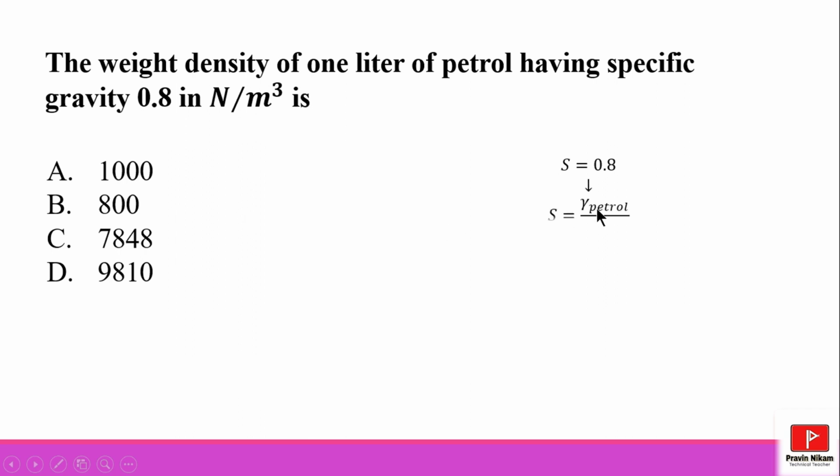So we know S is equal to gamma petrol divided by gamma water. This is also the formula for specific gravity. So weight density of petrol divided by weight density of water, and we know the value of S is 0.8, and we also know gamma water, which is standard value 9810. So gamma petrol is equal to 0.8 into 9810. Put these values in the calculator, 0.8 into 9810, you will get 7848 Newton per meter cube. So the correct option is C.